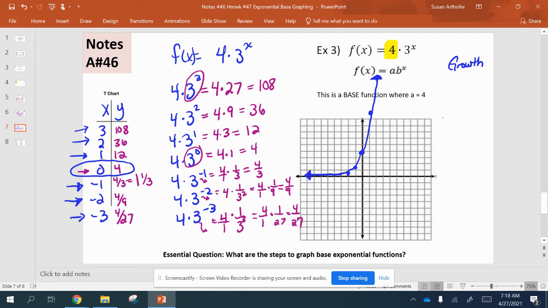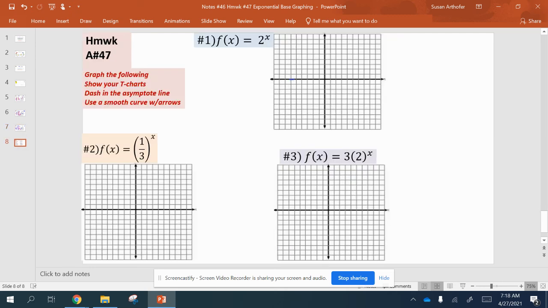Okay? All right, watch the next slide. So this is your homework. Make sure that you show your t-charts. Your asymptote line that you're dashing in is just the x-axis. Make sure your graphs do not cross over the x-axis because that's what's called your asymptote line. And make sure you use a smooth curve with arrows. All right, graph those 3 for homework.